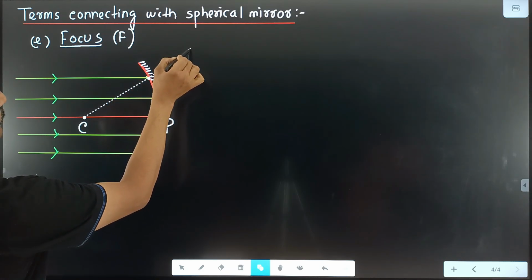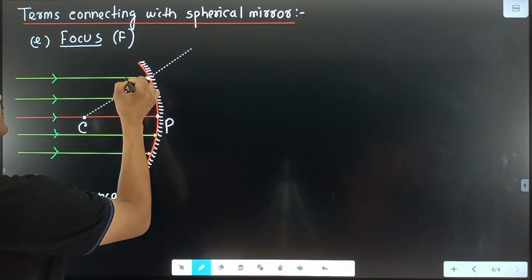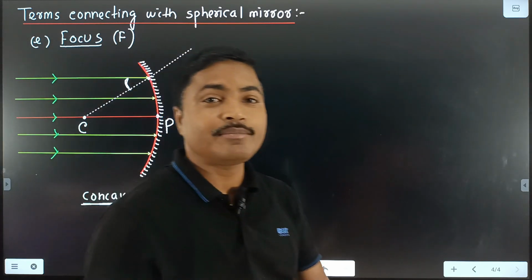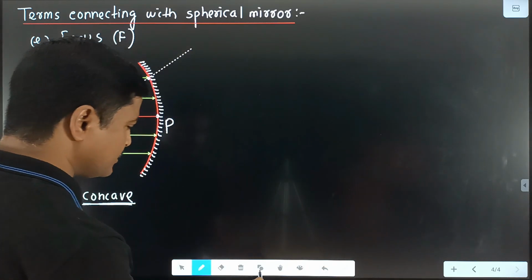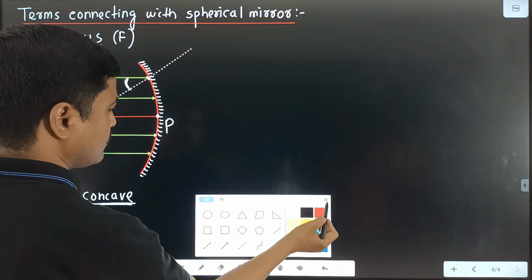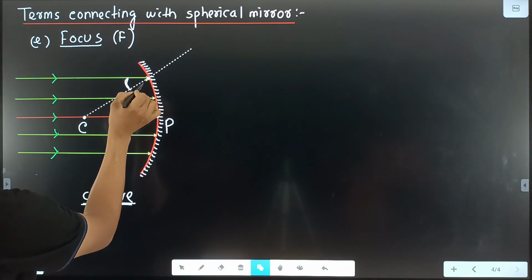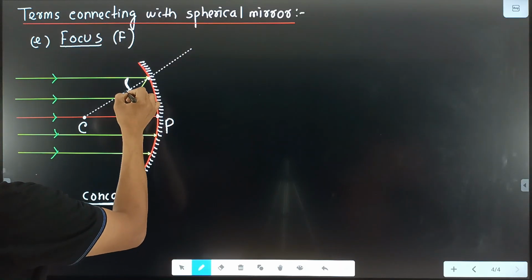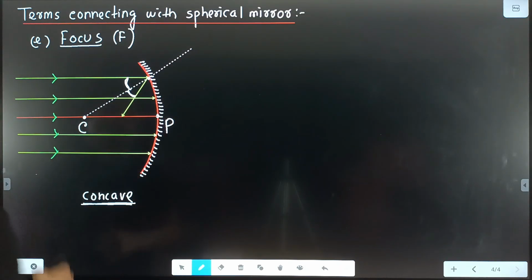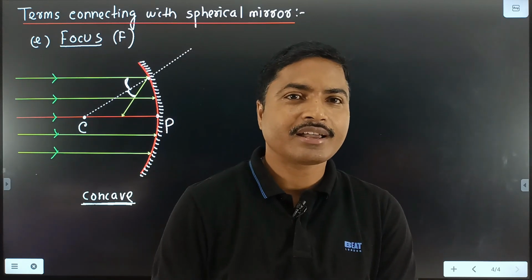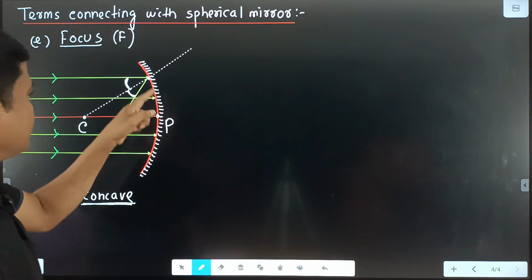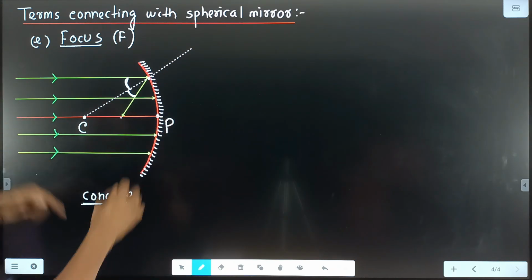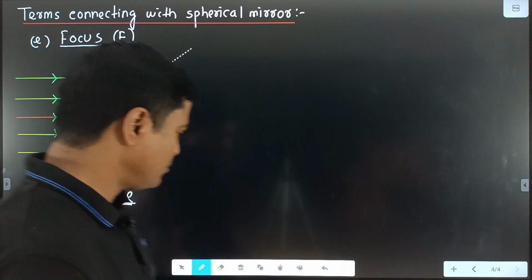At this point we draw the perpendicular. Then this is the angle of incidence, for which we write i. With the same angle, the ray is returned back into the same medium, so we draw the reflected ray. This is the angle of reflection, and the angle of incidence is equal to the angle of reflection. Clear? That means the reflected ray meets at a point situated on the principal axis. Similarly, we draw the other reflected ray.